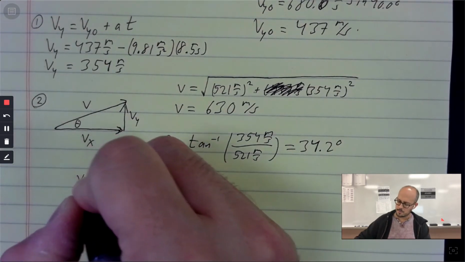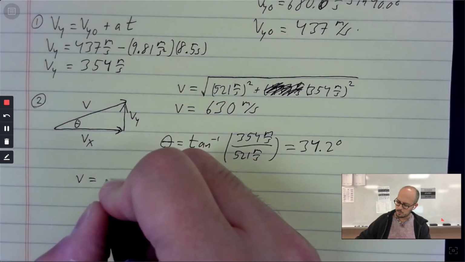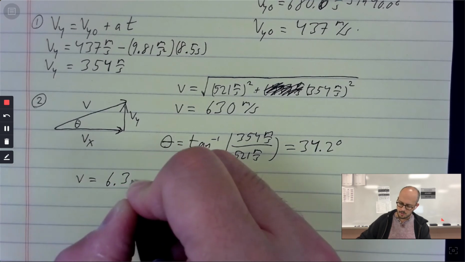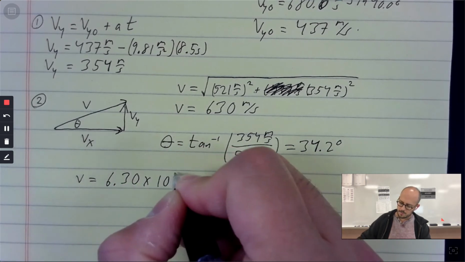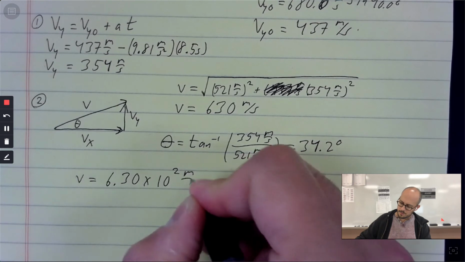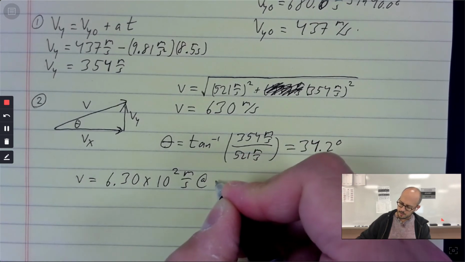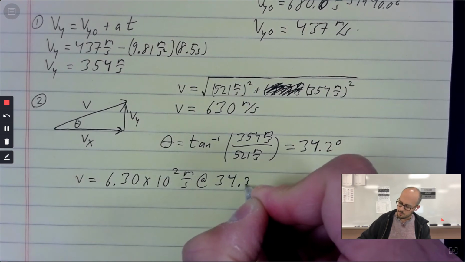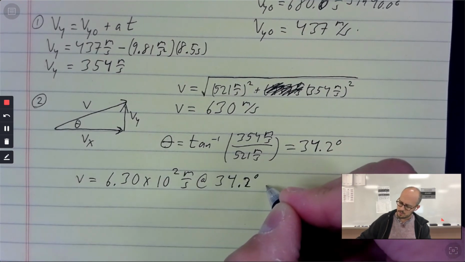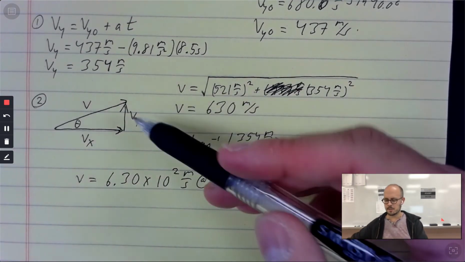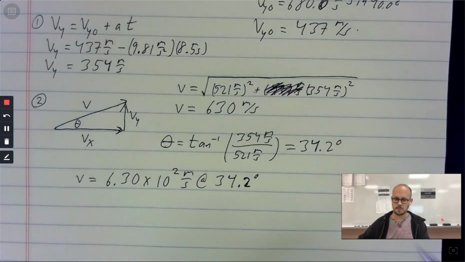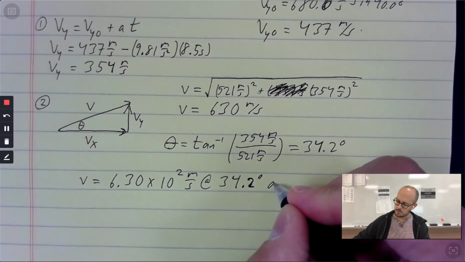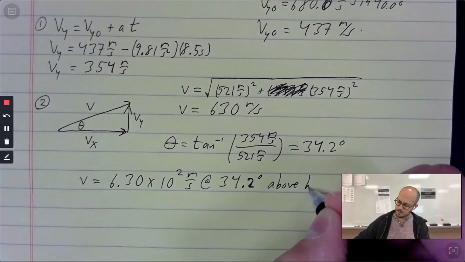And so to write the final answer, I'll do scientific notation to preserve the three sig figs. So essentially what amounts to 630 meters per second at 34.2 degrees. And because the y velocity was a positive number, this is 34.2 degrees above the horizontal.